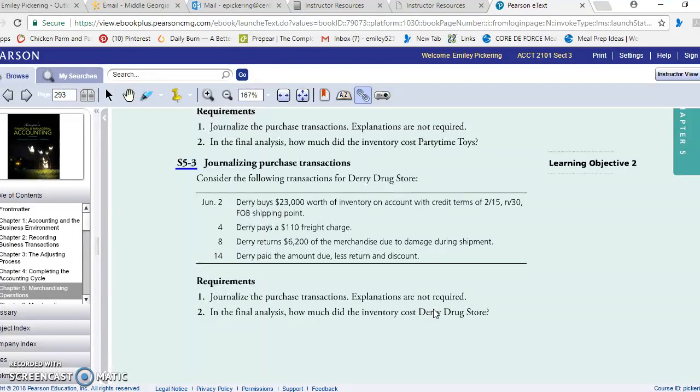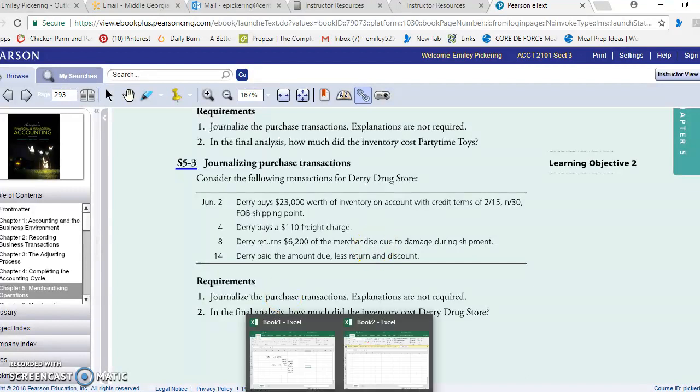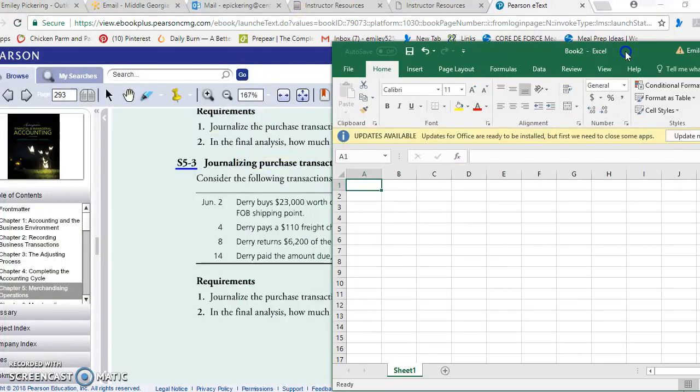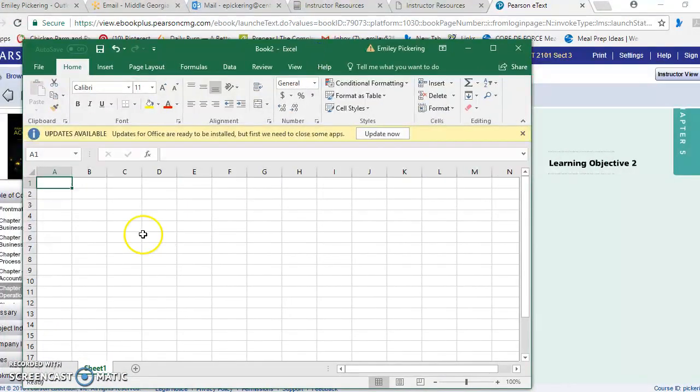So June 2nd, they buy $23,000 worth of inventory on account with these credit terms, FOB shipping point. So we're responsible for the shipping. We take ownership once it leaves the seller's warehouse. So we're not going to worry about the credit terms until we actually utilize them. So let's go ahead and make the journal entry.